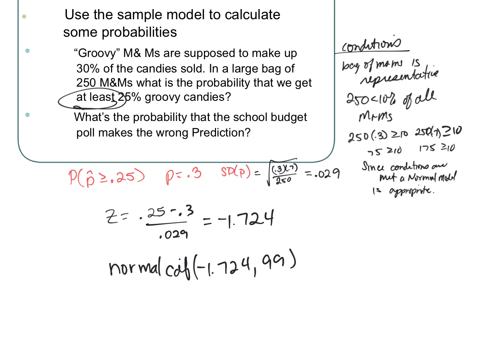And so if it was less than, would it be negative 99? Yes, if it asks for what's the probability I get less than 25%, I would use negative 99, comma, negative 1.724. So I get 0.957. So there's a 95.7% chance of getting at least 25% groovy M&Ms.